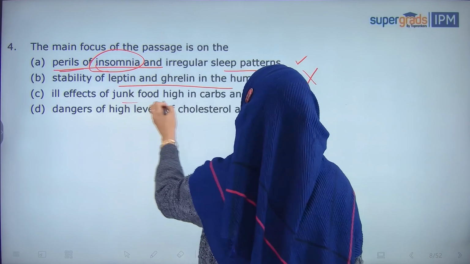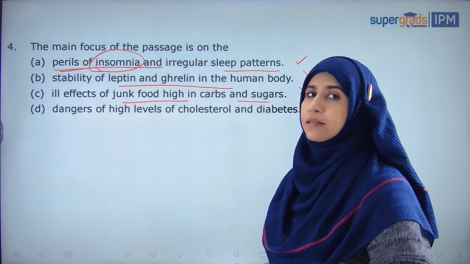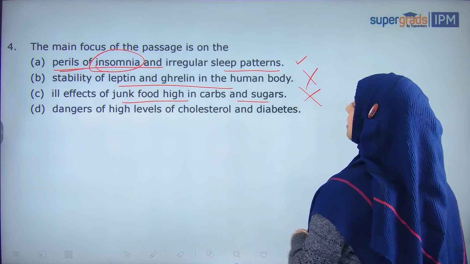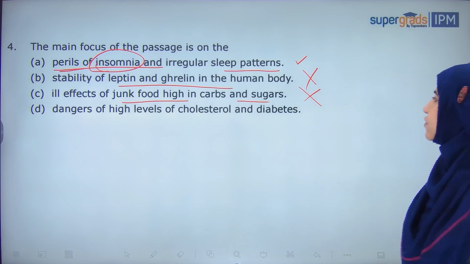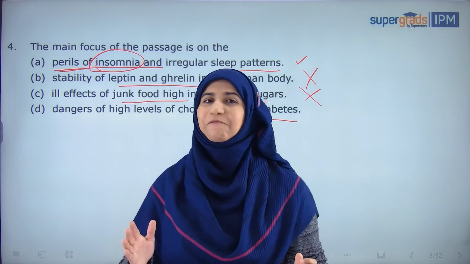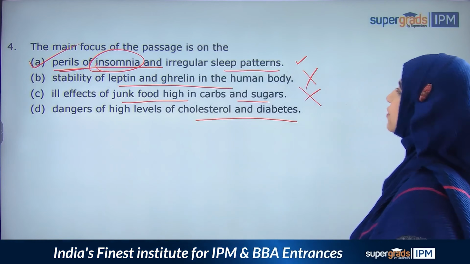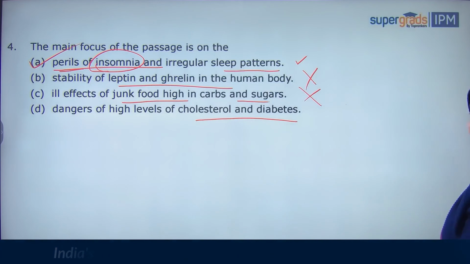Ill effects of junk food high in carbs. No, they are not discussing junk foods, and that is certainly not the main focus. Dangers of high levels of cholesterol and diabetes. Again, clearly the main focus is about sleep, sleep irregularity, the dangers, the perils of insomnia. I hope this much is clear.